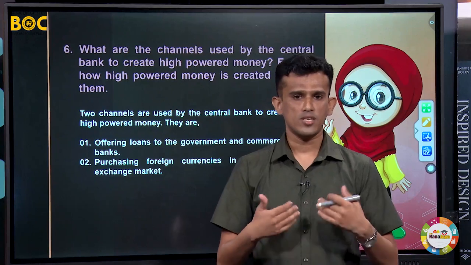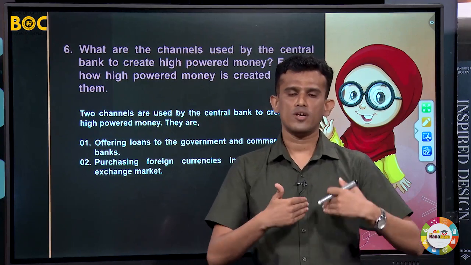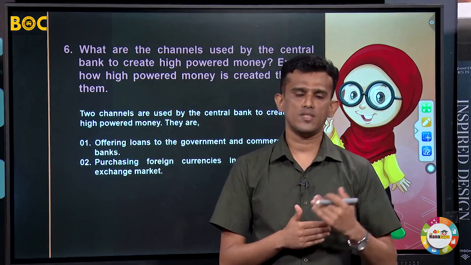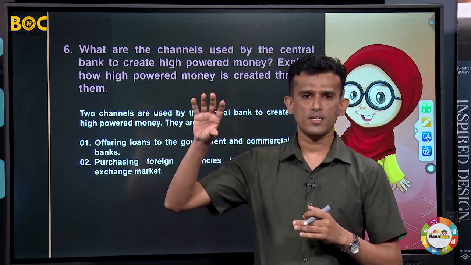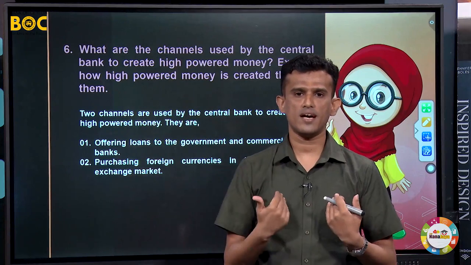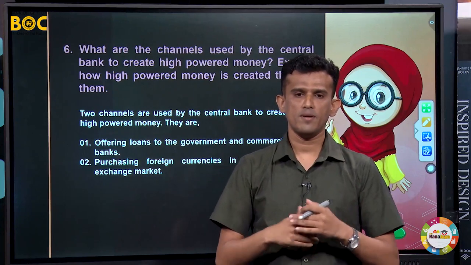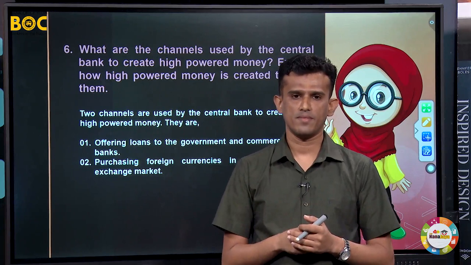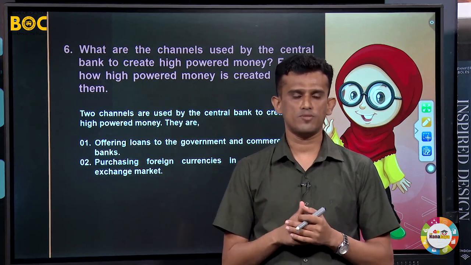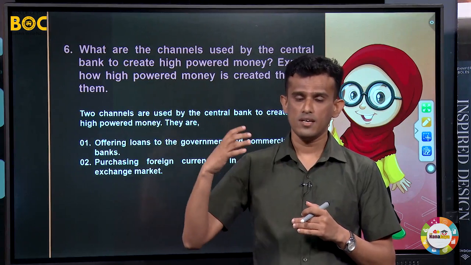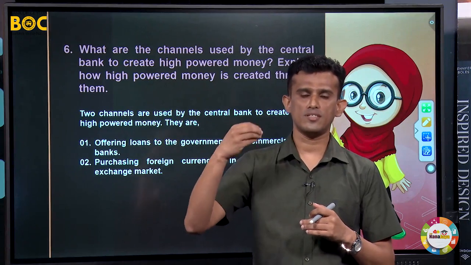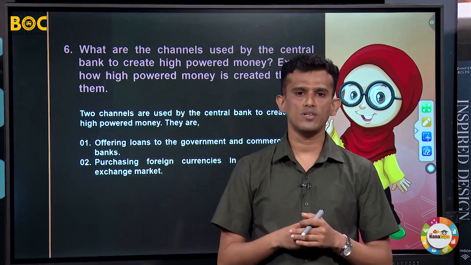Because as the general public, we do not carry out direct transactions with the central bank. But at last, the currencies printed and issued by the central bank are there with us. They become our assets. So one channel used by the central bank to release this high-powered money to the economy is they issue these currency notes and coins and offer loans to the government.